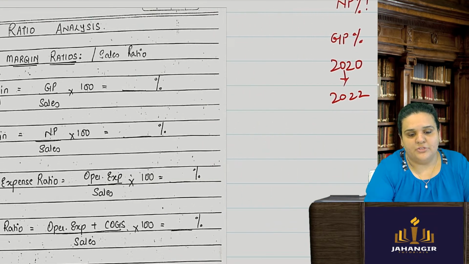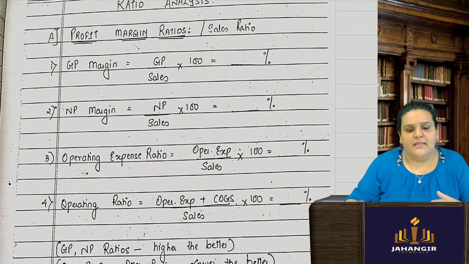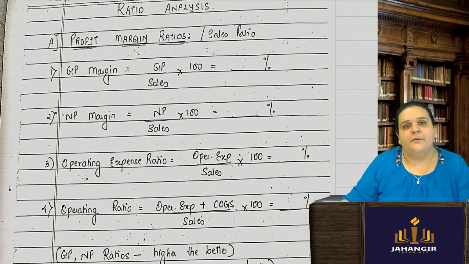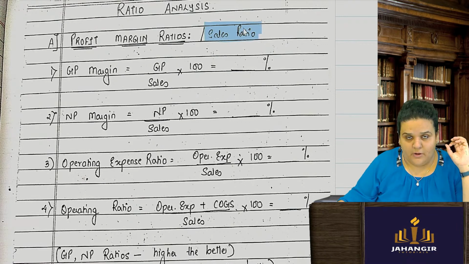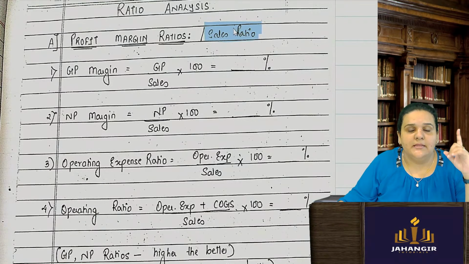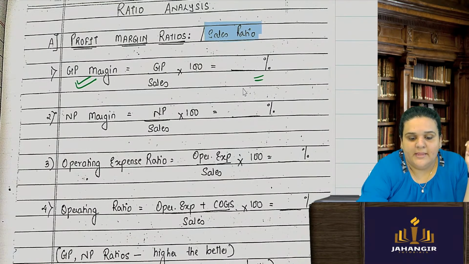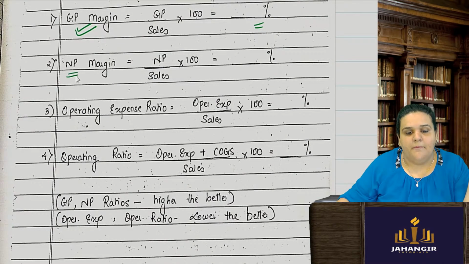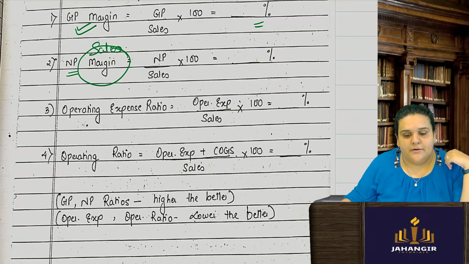Now we have many ratios. I have made a list of them. There are ratios known as part A: profit margin ratios, which can also be known as sales ratios, because for calculating these ratios we need the sales amount. If I am asking you what the gross profit margin is, it will be nothing but gross profit upon sales into 100, in the form of a percentage. If it is asked what the net profit margin is, it is always calculated on sales. They are all profit margin ratios. So net profit upon sales into 100.